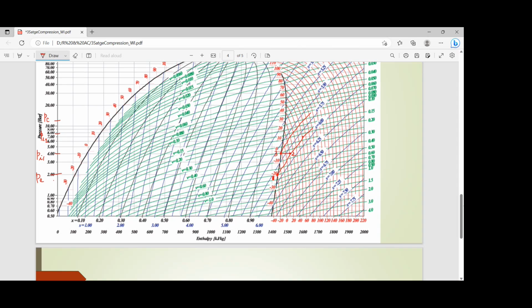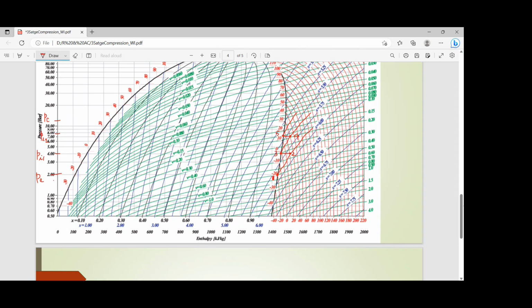So this guy over here, oh, I'm sorry. This guy over here, that is your 4. So let me erase this point over here. This is point number 4. Then I have a straight line on the saturated vapor line, so that's going to be 5. Then once again, I have to travel along the constant entropy line, which is S5 equal to constant.